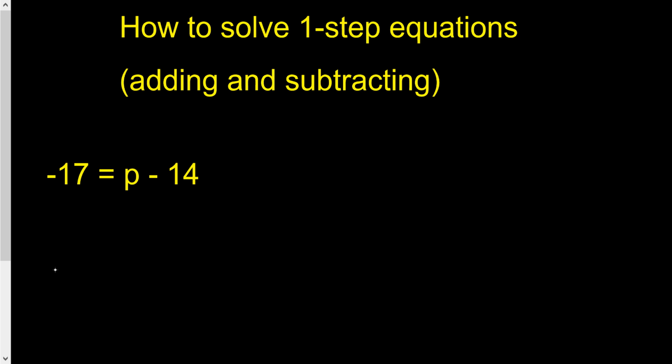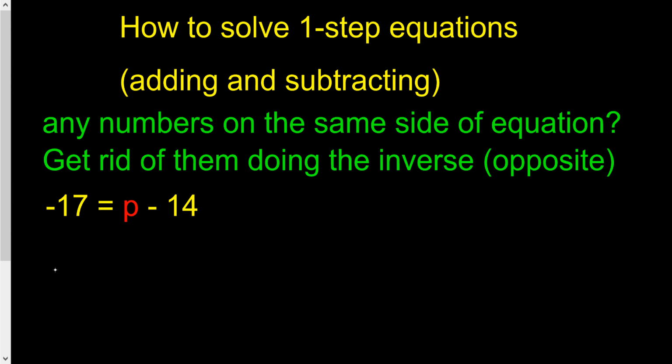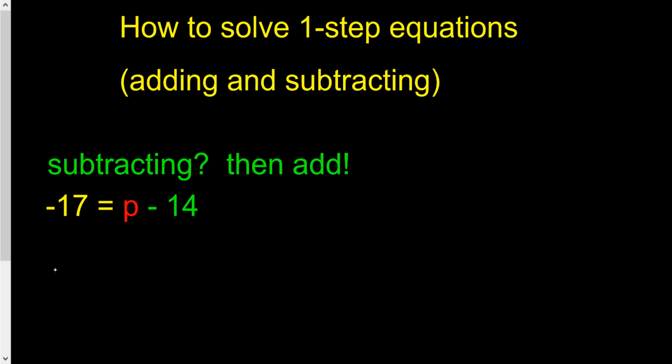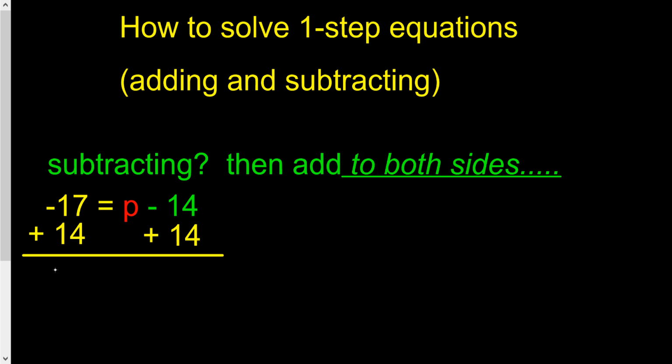Negative 17 equals p minus 14. Find your variable. There's p. What number do we have to get rid of next? Well, on the same side of the equation, I see that 14. That's the one we have to get rid of, and we're going to do the inverse. What's it doing? It's subtracting, so we need to add. So I'm going to write plus 14 right underneath it, put a line all the way across it, and put plus 14 on the other side.